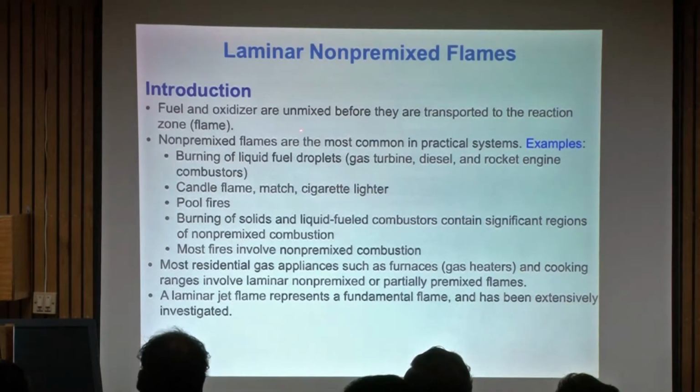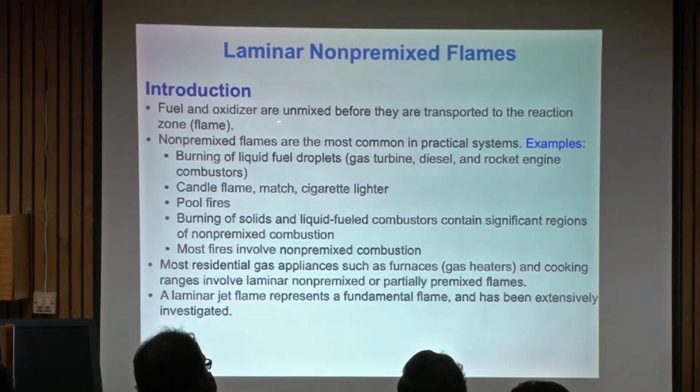So these are some overall features of the laminar diffusion flames. The fundamental characteristic, which I emphasize again, is that fuel and oxidizer are unmixed before they are transported to the flame. So the flame is separating the fuel and the oxidizer. These flames are much more common in practical systems compared to premixed flames. So these are some of the examples. Fuel droplets, spray combustion and fuel droplets, both are related.